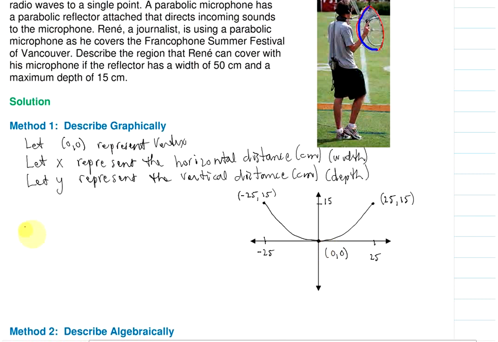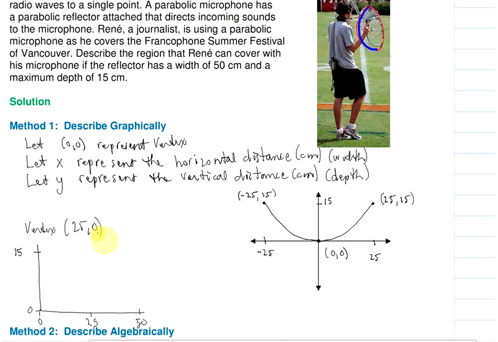Now we could also position it like this. We could say that the vertex is at 0 and 15, and then we would have a grid that would look like this. And this will be 0. The depth of our parabola is 15, and the width is 50. And halfway is 25. All right, sorry, our vertex is not going to be at 0 and 15. It's going to be at 25 and 0.